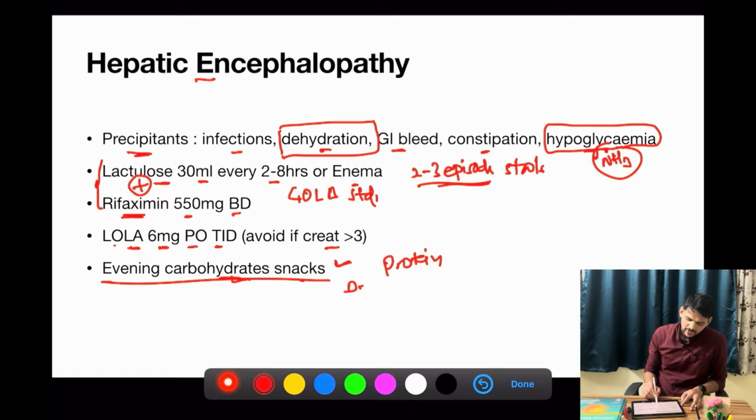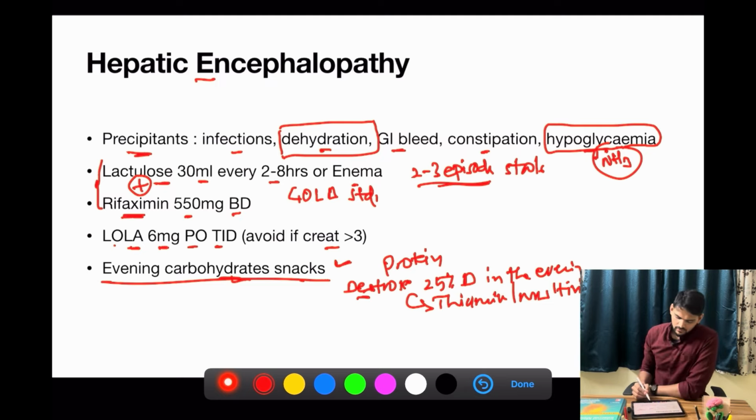Otherwise, we can give dextrose-rich fluid like 25% dextrose in the evening without fail. We can add even thiamine or multivitamins in this dextrose. Commonly, whenever we write a treatment chart for such individuals, we will be giving thiamine with dextrose, but we write it in the morning or afternoon. So make a habit of writing it during evening hours as well. It is very, very important to give carbohydrate snacks during evening.